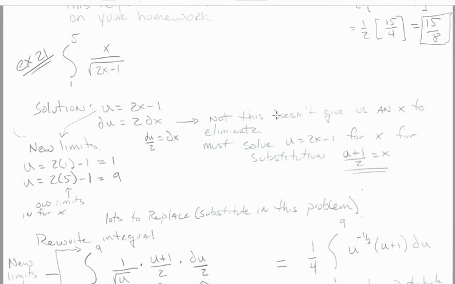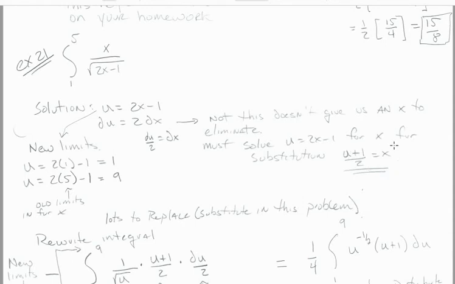Alright, first scary thing is, there's no x for us to replace. So we have to solve our u equation for x. I've done that over here on the side. When we use u equals 2x minus 1, we substitute that in and solve for x. We add 1 to both sides and divide by 2. So x, in terms of u, is (u plus 1) over 2.